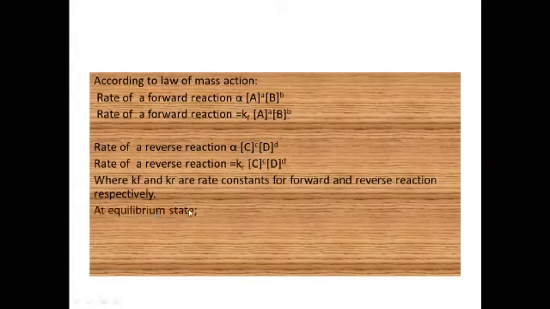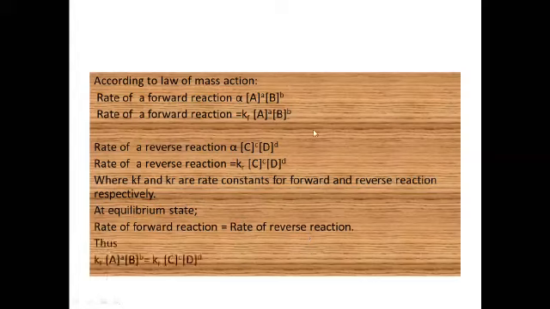At the equilibrium state, what happens? The rate of the forward reaction becomes equal to the rate of the reverse reaction. Now we will put in the values. The rate of the forward reaction is Kf [A] power a, [B] power b, and the rate of the reverse reaction is Kr [C] power c and [D] power d. By putting in the values, you can see we will get this form.